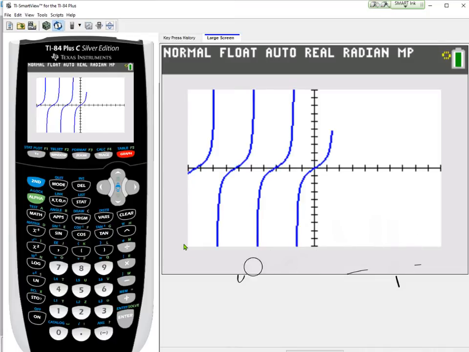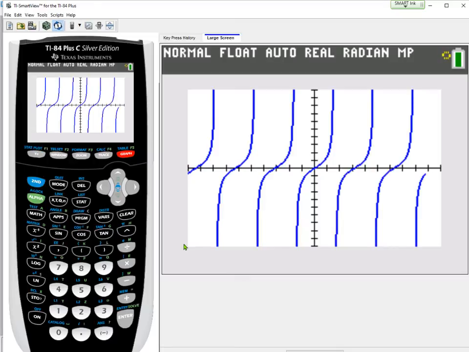So it looks like a bunch of cube functions repeated over and over, except the cube function is actually growing, while this one is asymptotic. So it's getting closer and closer to its asymptotes, but it's never going to be the asymptotes. So it is like the domain and range.